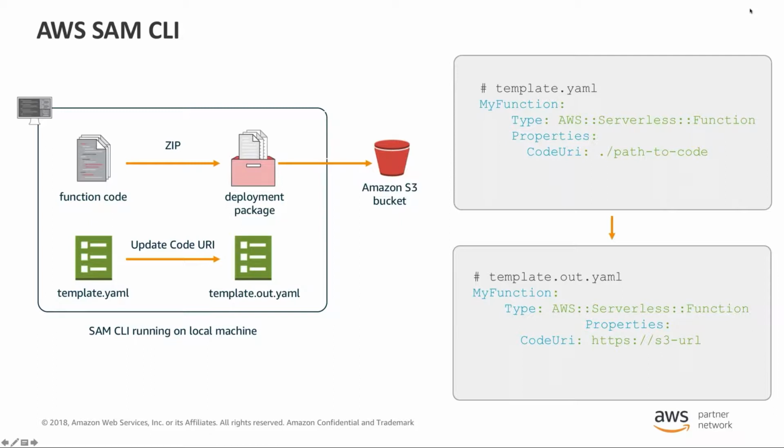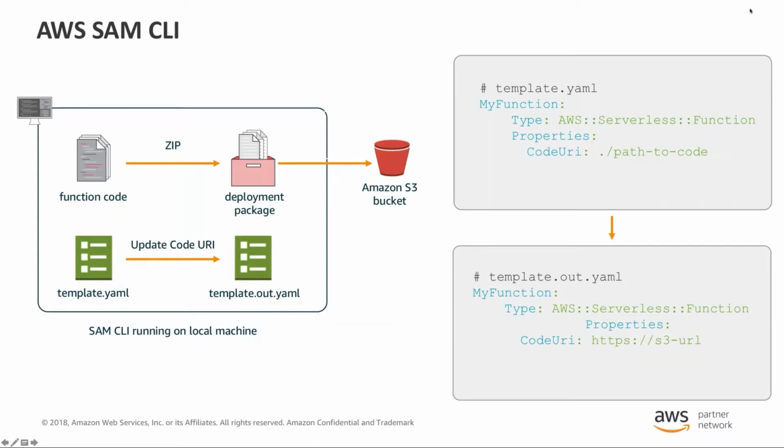So what SAM allows you to do is, in the template that you maintain, you simply point to a local path within your source code repository where your code lives, or potentially, if you have a compiled output artifact, you would point to that compiled artifact in your target directory. But you don't have to worry about zipping it up or where that code is going to live in S3. Simply point to the local directory, and then when you run the SAM package command, the SAM CLI is responsible for doing the zip and uploading it to S3.